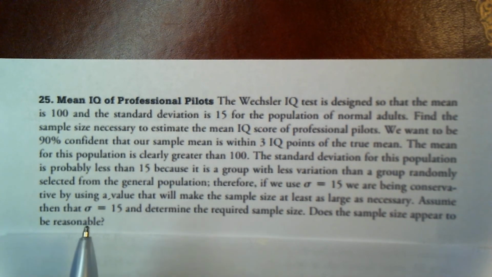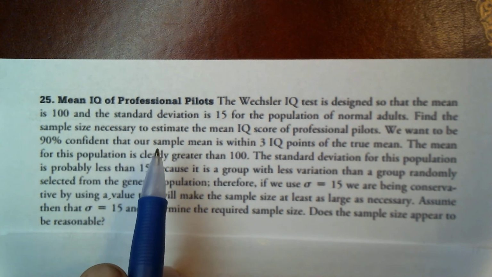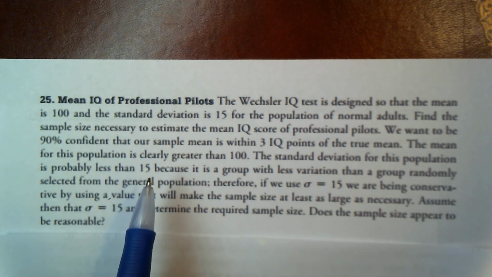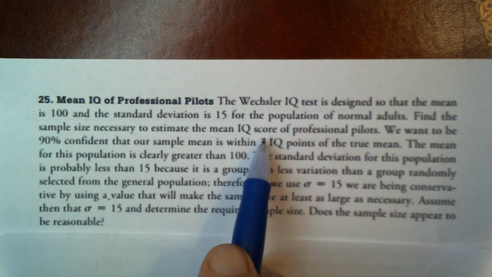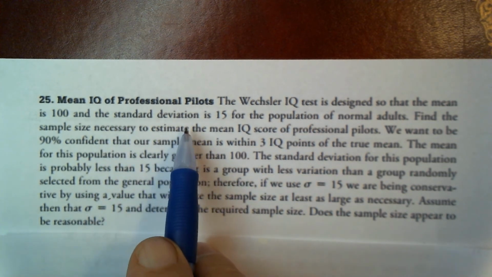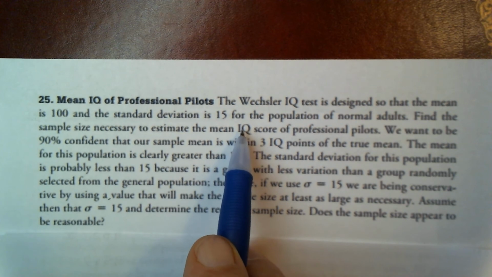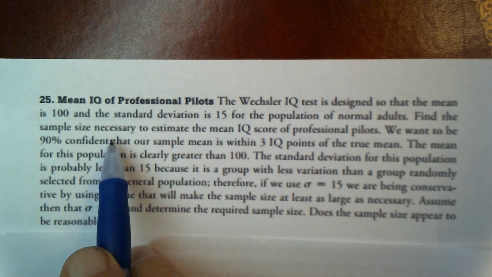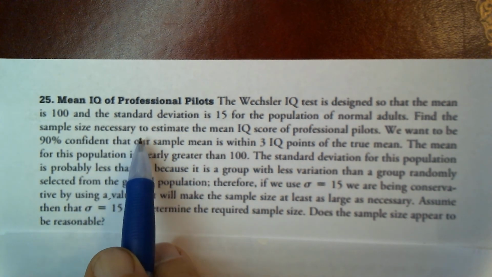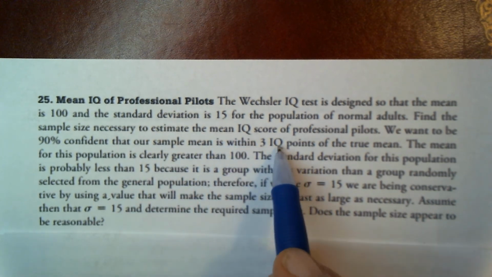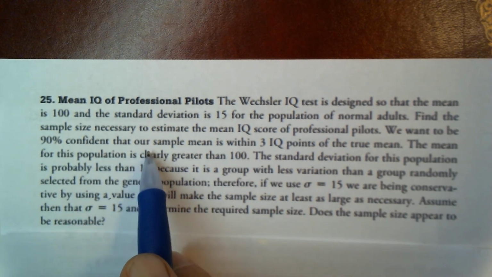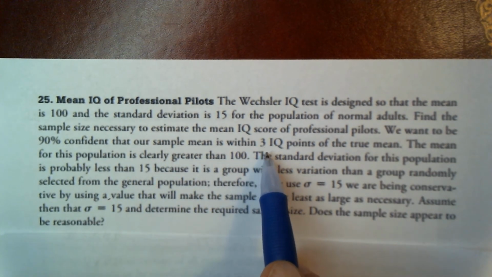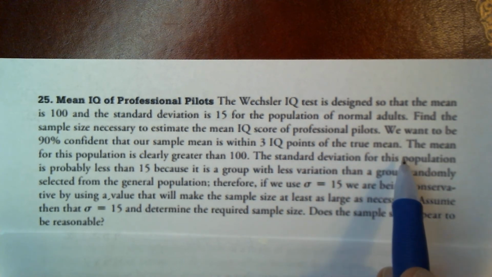So as a last example, we look at the mean IQ of professional pilots, and we want to determine what sample size we need to make certain estimates here. Okay, so we are told that the Wechsler IQ test is designed so that the mean is 100 and the standard deviation is 15 for the population of normal adults. Find the sample size necessary to estimate the mean IQ score of professional pilots. We want to be 90% confident that our sample mean is within 3 IQ points of the true mean.